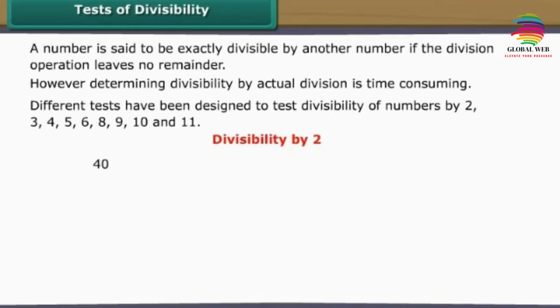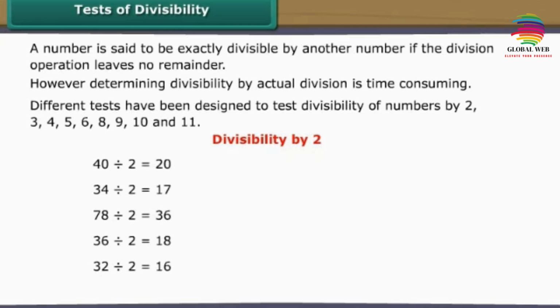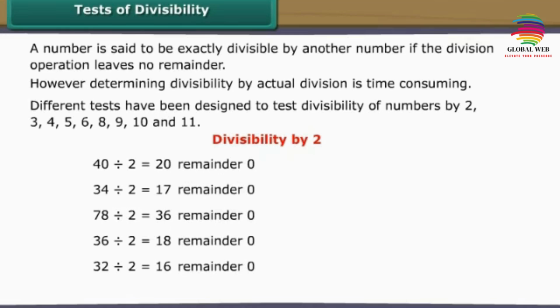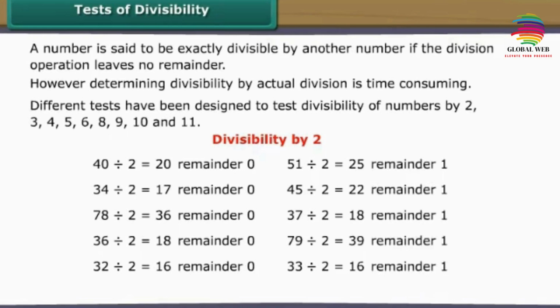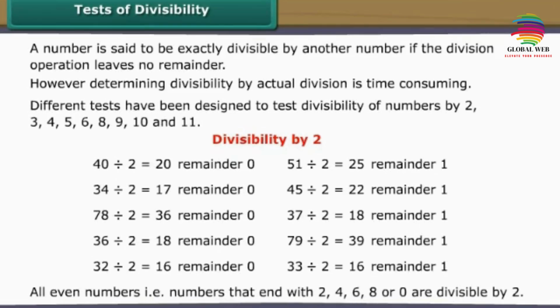Consider some numbers: 40, 34, 78, 36, 32. Let us divide them by 2. 2 divides them all exactly, leaving no remainder. Consider some more numbers: 51, 45, 37, 79, 33. Let us divide them by 2. 2 does not divide them exactly. It leaves a remainder of 1 in all cases. It is clear that all even numbers, that is, numbers that end with 2, 4, 6, 8 or 0 are divisible by 2.